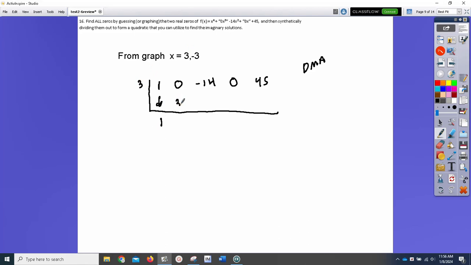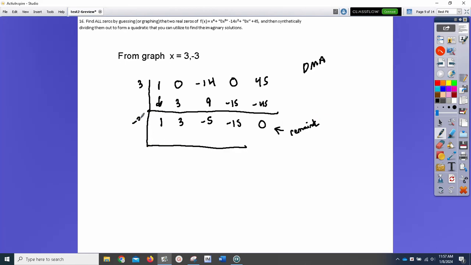3 times 1 is 3. 0 plus 3 is 3. 3 times 3 is 9. Negative 14 plus 9 is negative 5. 3 times negative 5 is negative 15. 0 plus negative 15 is negative 15. 3 times negative 15 is negative 45, and I got a suspected 0. Remember, remainder. I'm going to drop down and continue the process.